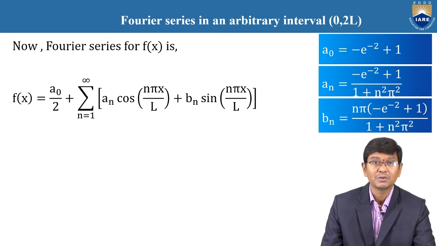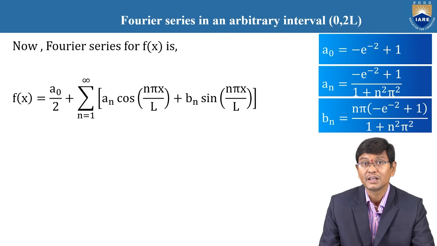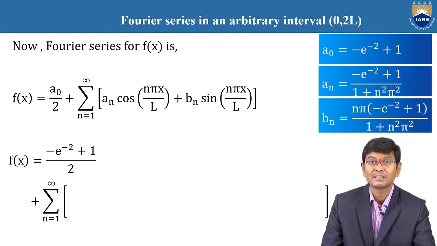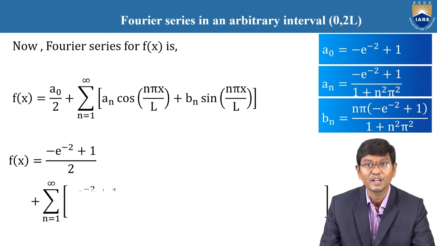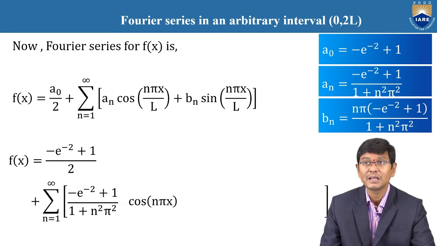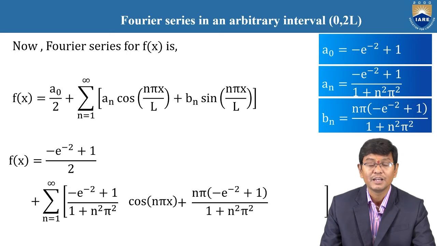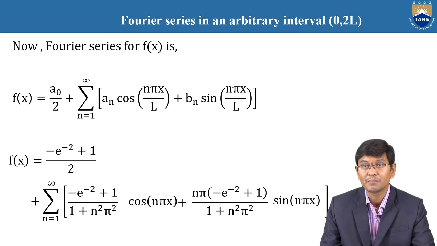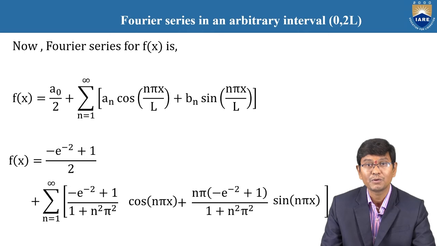By using all these Fourier coefficients, also called Euler's coefficients, in the given required Fourier series, the total series is f of x is equal to minus e power minus 2 plus 1 by 2 plus summation n is equal to 1 to infinity, minus e power minus 2 plus 1 by 1 plus n square pi square into cos n pi x. And similarly, plus n pi into minus e power minus 2 plus 1 by 1 plus n square into pi square into sin n pi x. This is the required Fourier series for f of x is equal to e power minus x in between 0 comma 2.